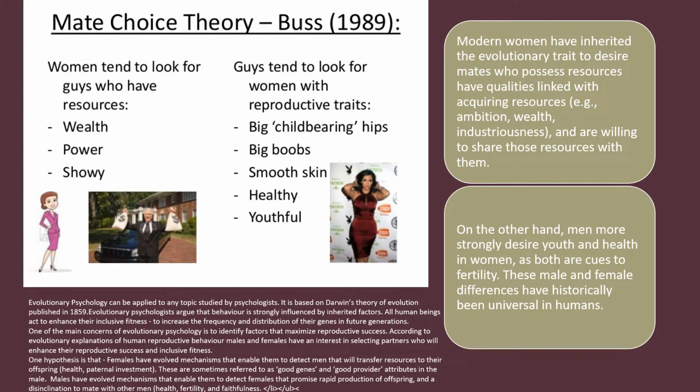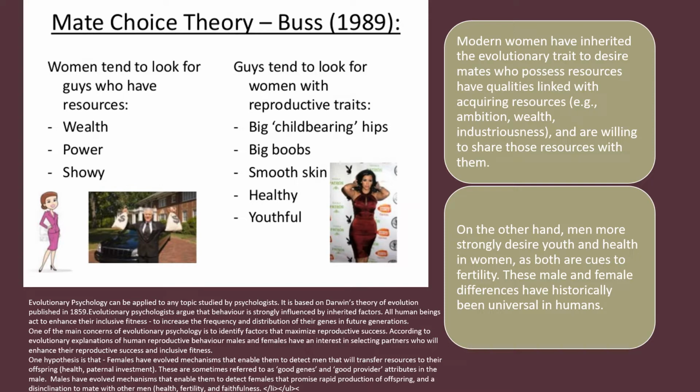Evolutionary psychology can be applied to any topic studied by psychologists. It is based on Darwin's theory of evolution, published in 1859. Evolutionary psychologists argue that behavior is strongly influenced by inherited factors. All human beings act to enhance their inclusive fitness. What is this inclusive fitness? To increase the frequency and distribution of their genes in future generations.